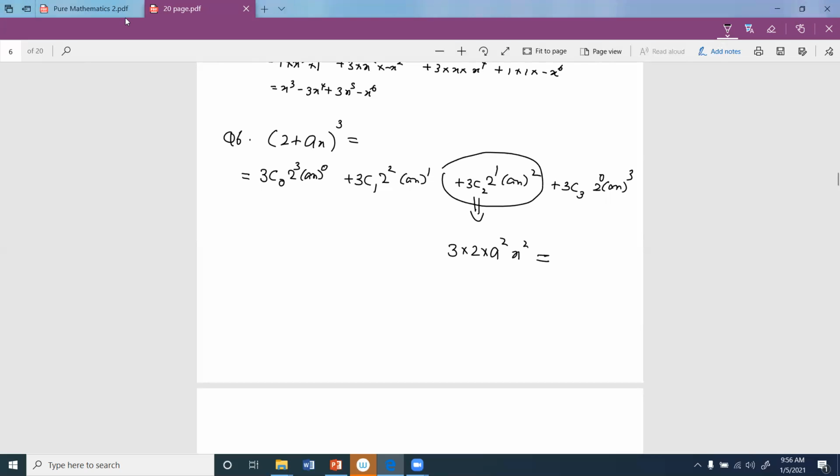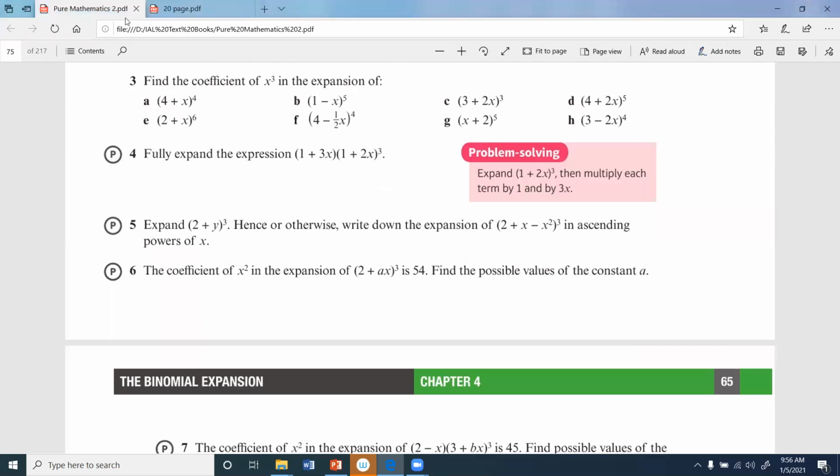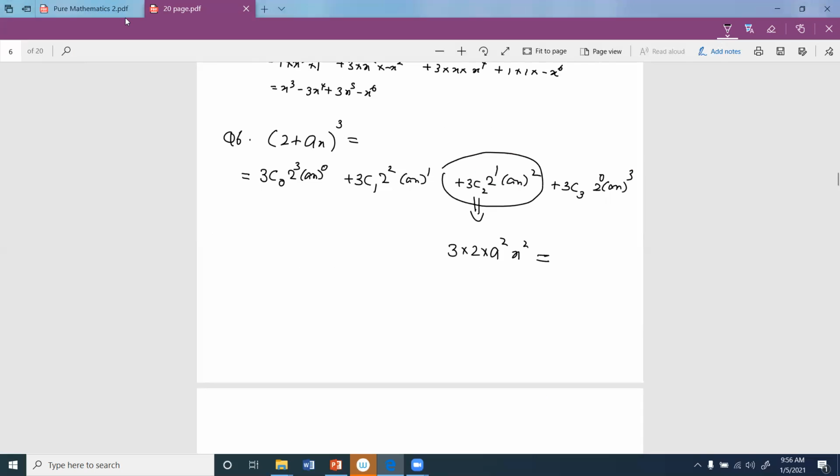They have given this answer, how much? They have given the coefficient is 54. What do you call that coefficient? The coefficient of x squared in the expansion. What do you mean by coefficient of x squared? Coefficient of x squared means the number in front of x squared. They have given this is 6a squared. This equals 54. So you can say a squared equals 9, a equals plus or minus 3. That is the answer for that. That's a way of doing this kind of question. Right, okay. Hope you can understand how we get this answer.